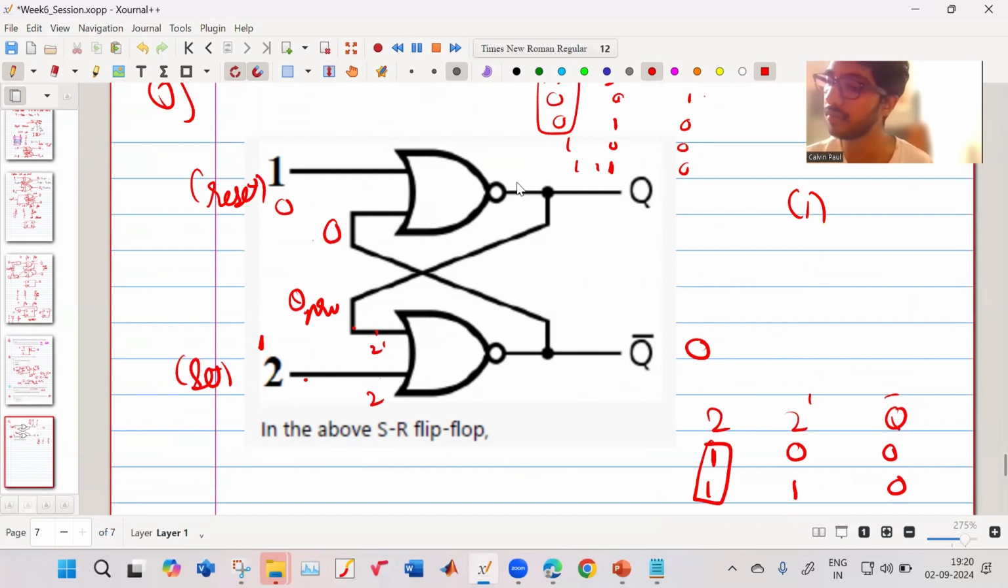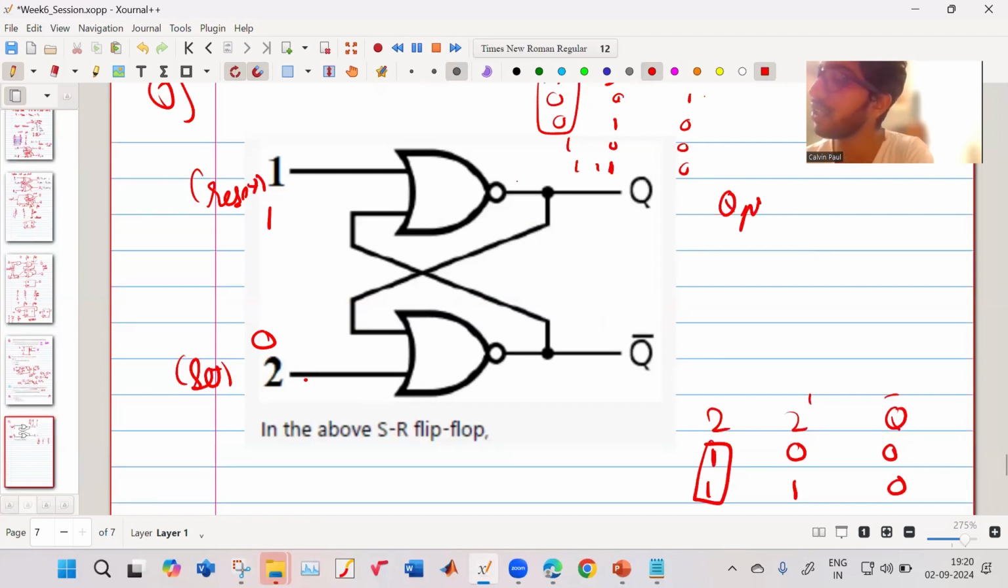If I have my reset as 1 and my set as 0. And what is this QB? Let us say this is some Q previous, and this is some Q previous bar. So we know for a NOR gate, if one of the inputs is 1, then the output has to be 0. So whatever this value may be, because this is 1, this output will be 0.